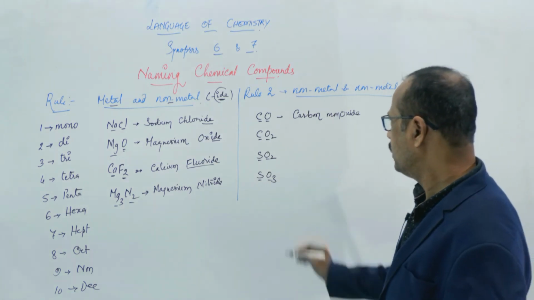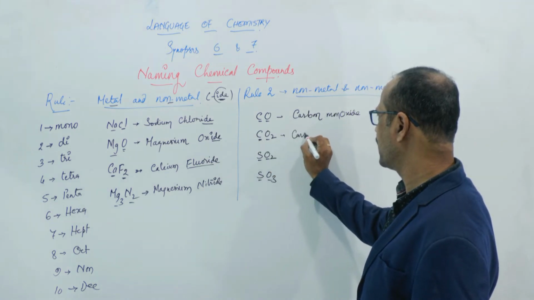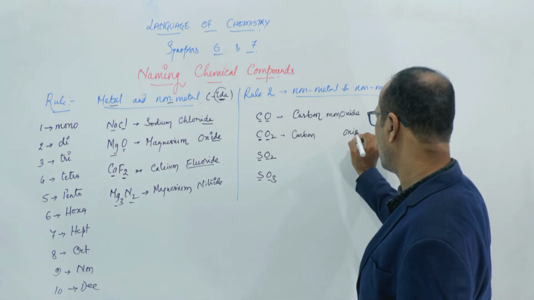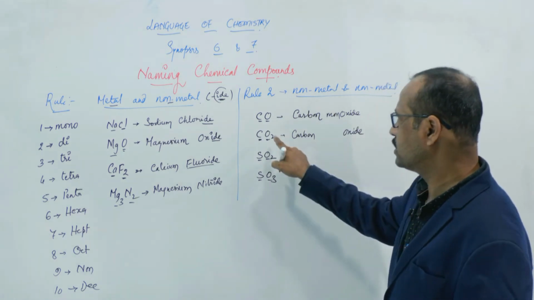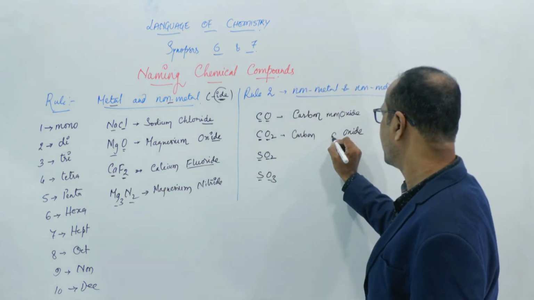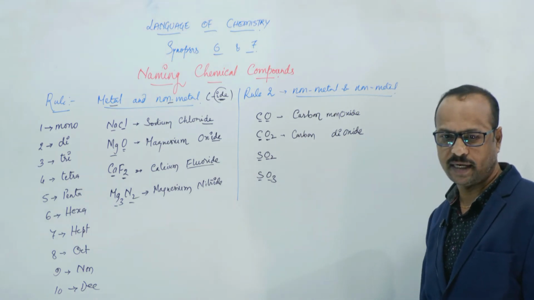Now see the name of this one. The first element is carbon, so I am writing carbon. Next, oxygen is there, so I have to write oxide. But how many oxygens are there? 2. 2 stands for di. So just add di here. The name of this one is carbon dioxide.